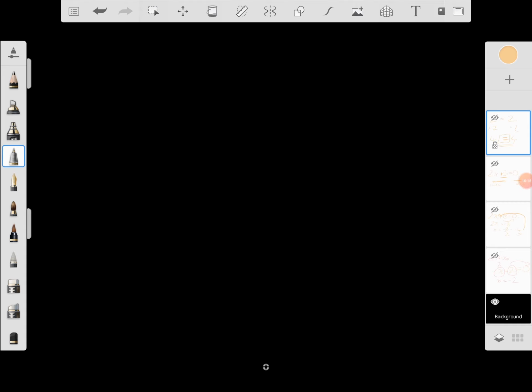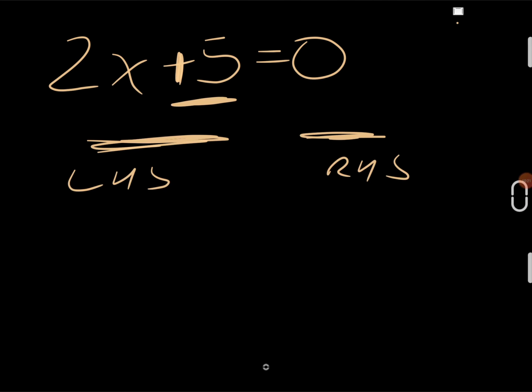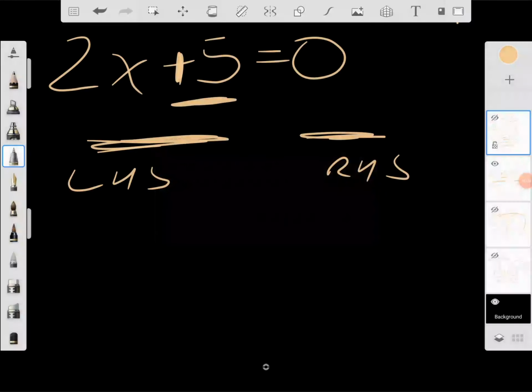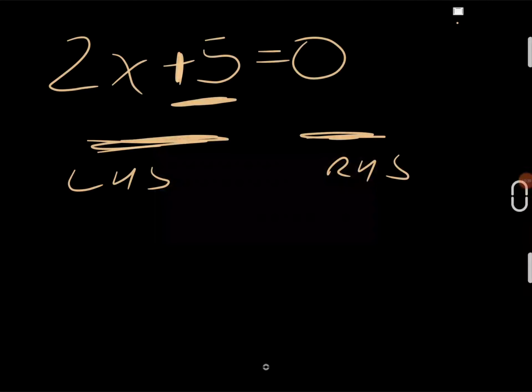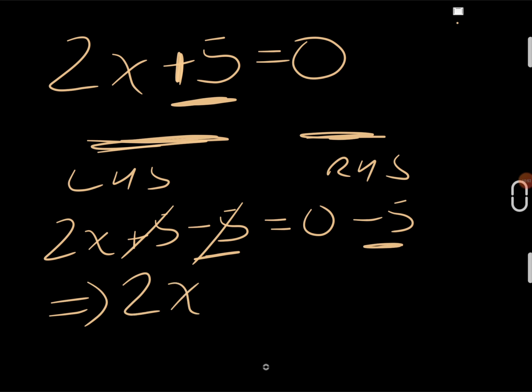Now, why I told this is to make you understand this thing. Now I'm going to subtract 5 from both sides. So it becomes 2x plus 5 minus 5 is equal to 0 minus 5. I have subtracted 5 from both sides. Now what happens? This plus 5 minus 5 is 0, so it gets cut. Therefore the answer becomes 2x is equal to minus 5, since 0 minus 5 is minus 5.